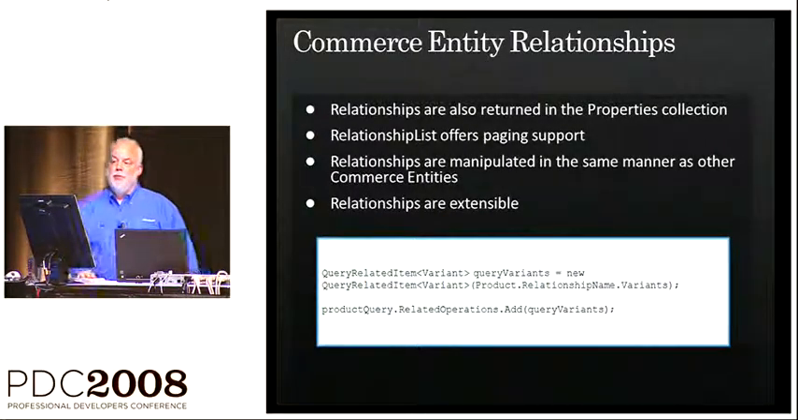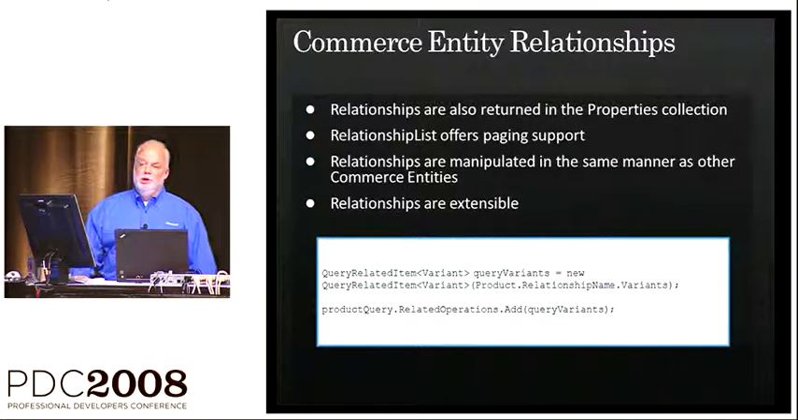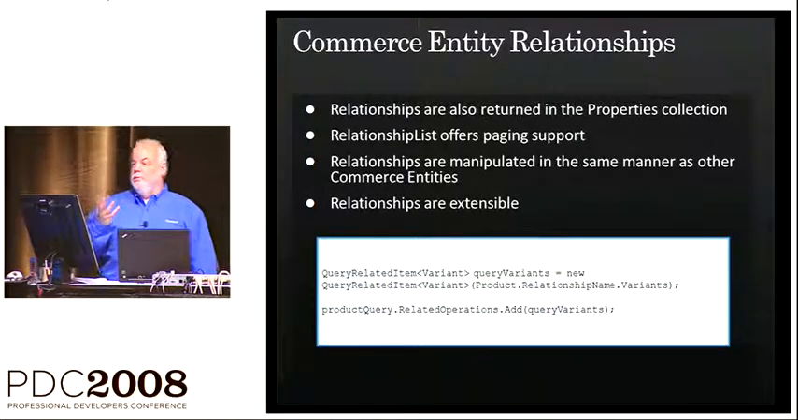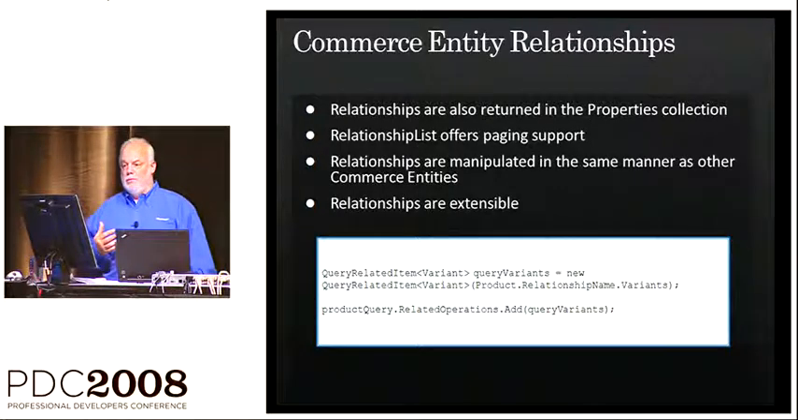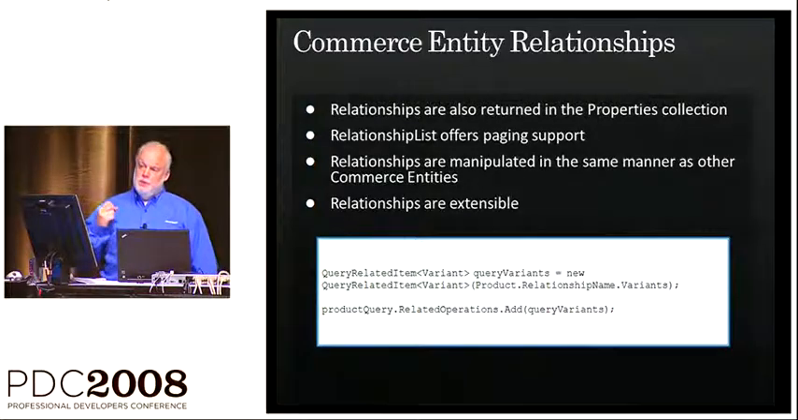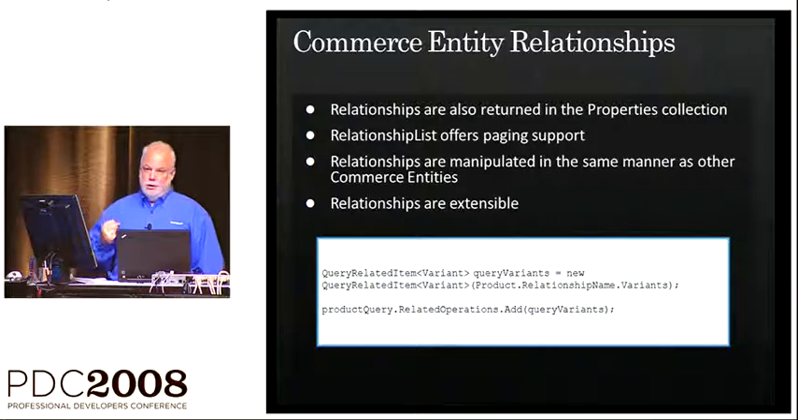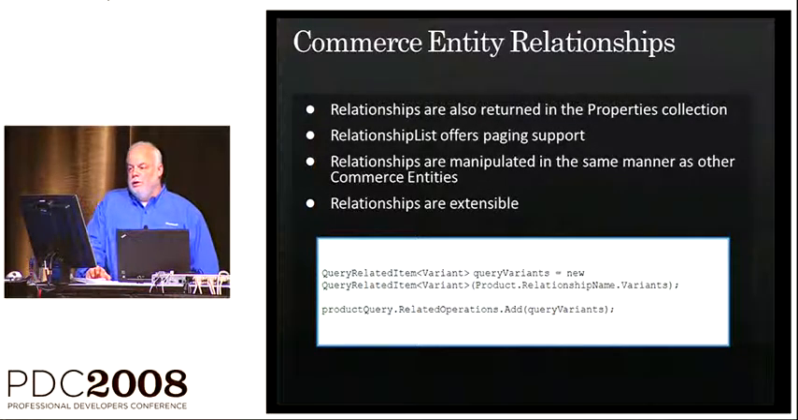Relationships. Relationships are very important in our world. A commerce entity by itself is an island. It can't do anything. So commerce entities almost always relate to other commerce entities. So relationships are a very strong part of what we built. Relationships are treated just like any other property. So when you ask for a product and you ask for relationships to that product, you're going to get them back in the property collection. They're just another property. And you can drill down through the classes in order to get to the data below them. The other thing we do is we offer paging support for the relationships, so that if you only want to display the first 20, the next 20 for a web-based display, then you can do that very easily.